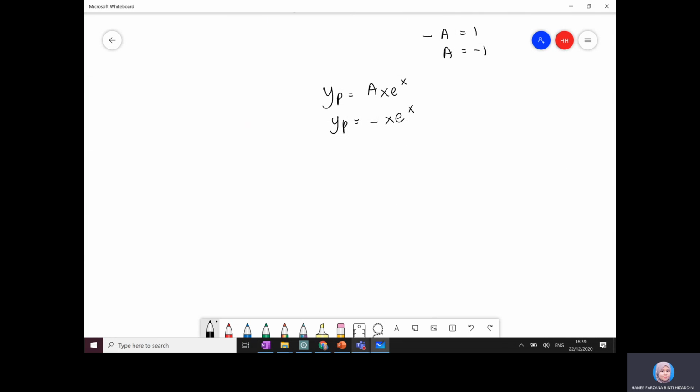That's your complete or total solution. y total is yc plus yp. So yc is c1 e^(2x) plus c2 e^x, plus yp. So yp is negative x e^x. So this is your solution to the first question in example 5.